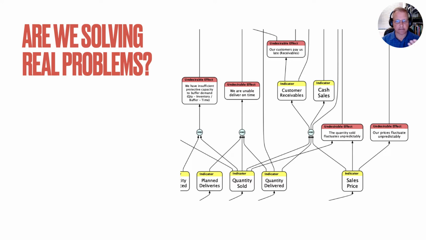So we can take the same thing. We can sit down, we can do the same strategy. We can list out a whole bunch of undesirable business effects. Like we have things that may be a little bit more complicated to understand. We have insufficient protective capacity to buffer demand.